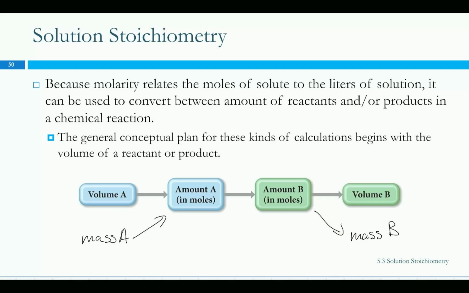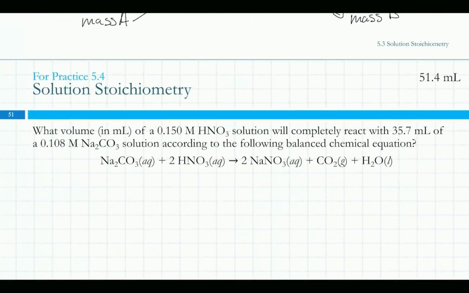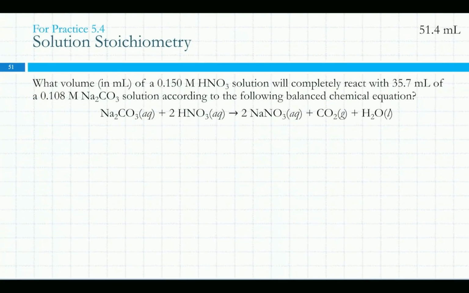So again, we're just using molarity to get from volume to moles, and then from moles to another volume. So what volume in milliliters of a 0.150 molar nitric acid solution will completely react with 35.7 milliliters of a 0.108 molar sodium carbonate solution according to the following balanced chemical equation? So how do we know that this is a stoichiometry problem, aside from the fact that it says that at the top of the slide?